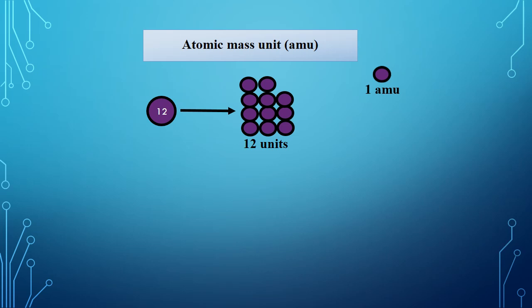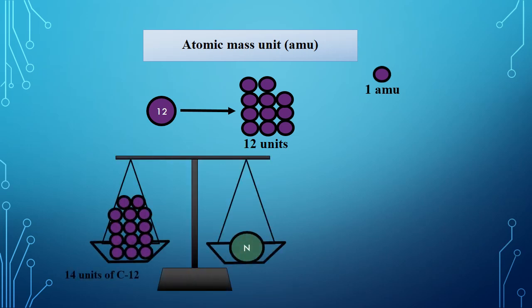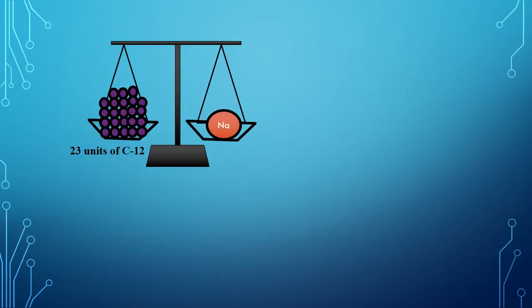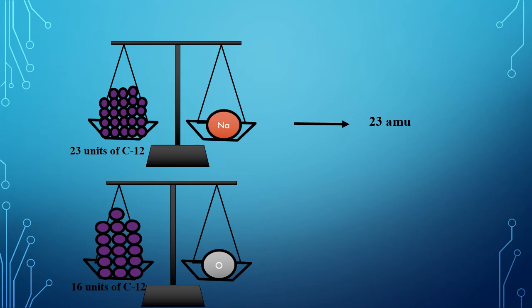As we see, the mass of a single atom of nitrogen is equal to 14 units of carbon. Now we can say that the mass of a single atom of nitrogen is 14 AMU. Similarly, the mass of a single atom of sodium is equal to 23 units of carbon, so we can easily say that the mass of a single atom of sodium is 23 AMU. Similarly, the mass of a single atom of oxygen is equal to 16 units of carbon, so the mass of a single atom of oxygen is 16 AMU.